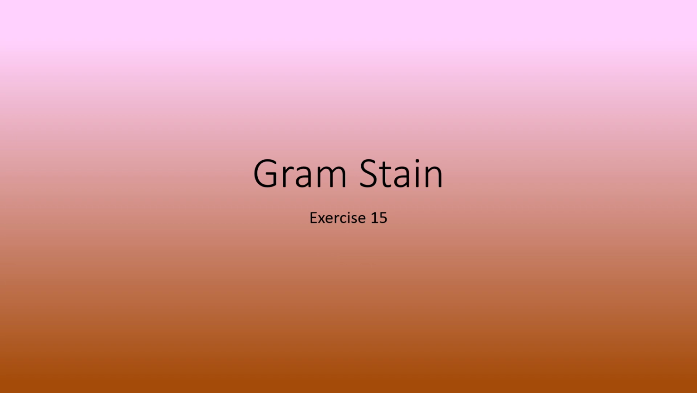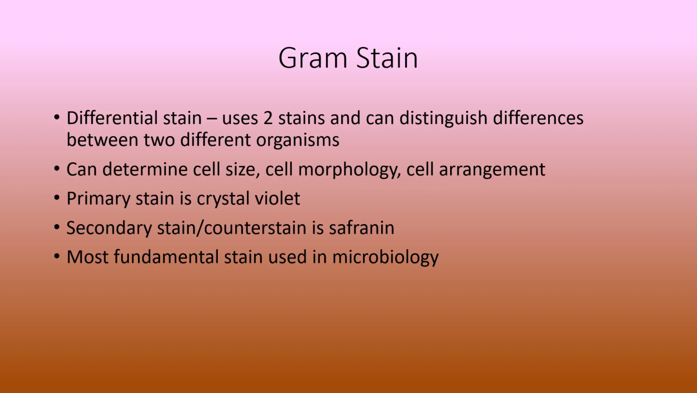The Gram stain is a type of differential stain, meaning that it uses two different stains or two different dyes. The Gram stain itself is probably the number one most important stain used in microbiology. What happens is you do the stain to help you identify the organism you have. For bacterial classification, it will divide them as either gram-positive or gram-negative.